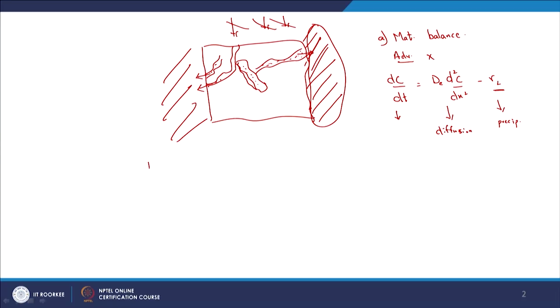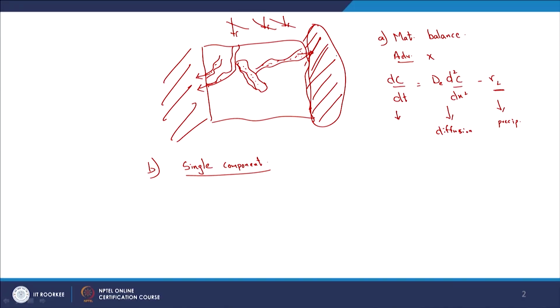So again, how do I go about that? There are different models. So, single component: I am assuming that the contaminant is the only component of concern here. And obviously I need to be able to assume some boundary conditions to be able to solve that. So, looking at this system, what are some of the boundary conditions? We are going to assume that it is an infinite bath, as in the concentration outside this particular system is 0.